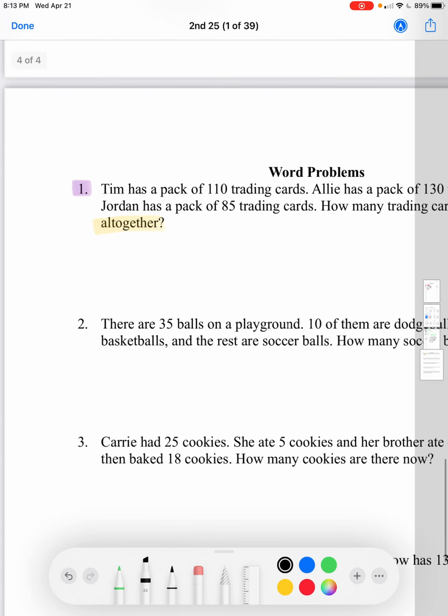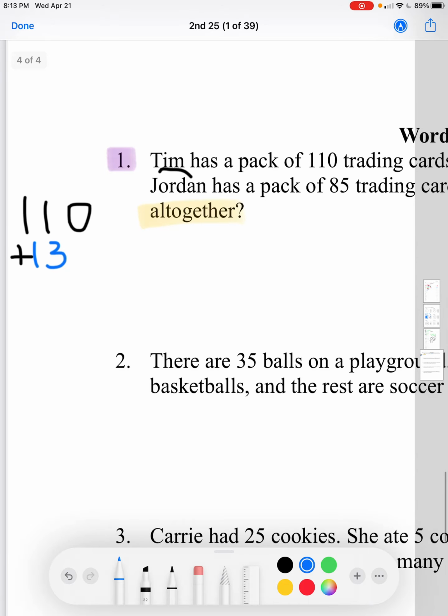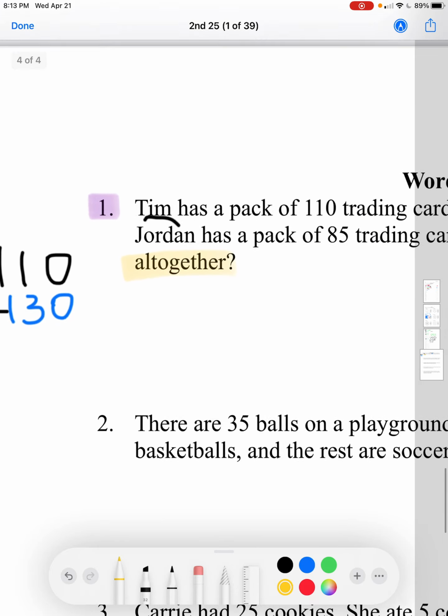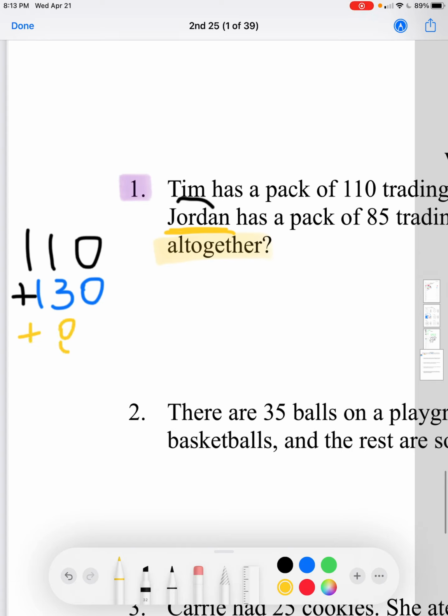Let's add Tim, who has 110. We're going to add that to Ali, who has 130. And you can add these two first and then add Jordan, or you can add them all together at once. Let's add Jordan, so it's 85. And then we'll start adding. In the ones place, we have 0 plus 0 plus 5. That's just 5. In the tens place, we have 1 plus 3 plus 8. 1 plus 3 equals 4. 4 plus 8 equals 12.